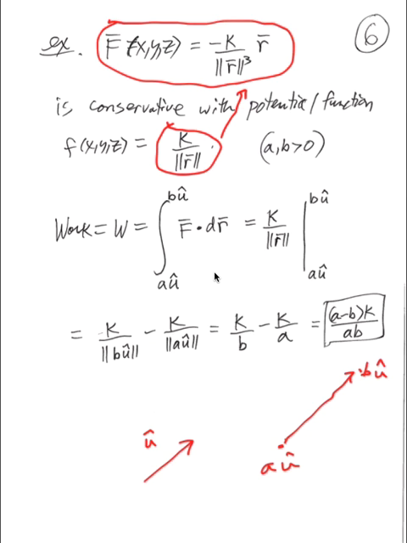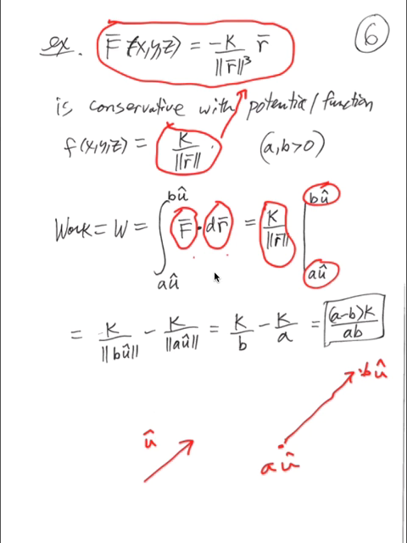Okay, ready? And I wanted to consider work then. What would I do? Well, think, this is what? Force dotted with differential change in position, right? Well, we know that's a conservative field, so we just have to take the potential function here and do what? Evaluate it at the endpoints and take the difference. Okay, like that. That would be the total work done. Force dotted with differential displacement, right?